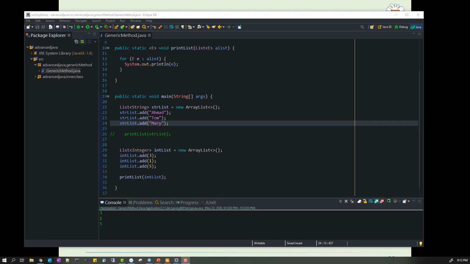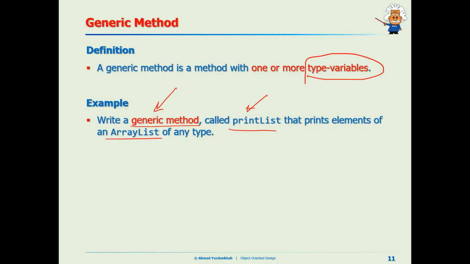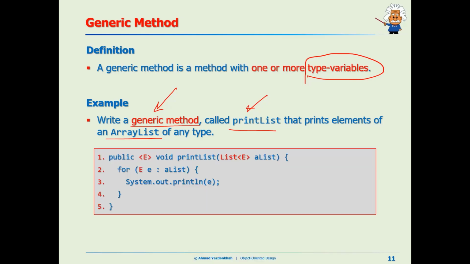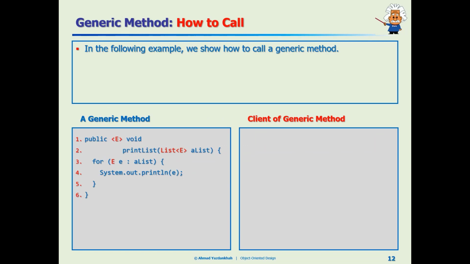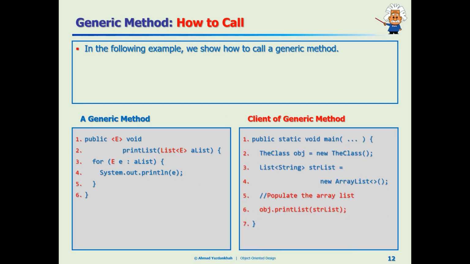Now let's get back to our presentation. The code that I just showed you looks like this, and I showed you how we can call it. You saw that calling a generic method is exactly the same way that we call a regular method. There is absolutely no difference.